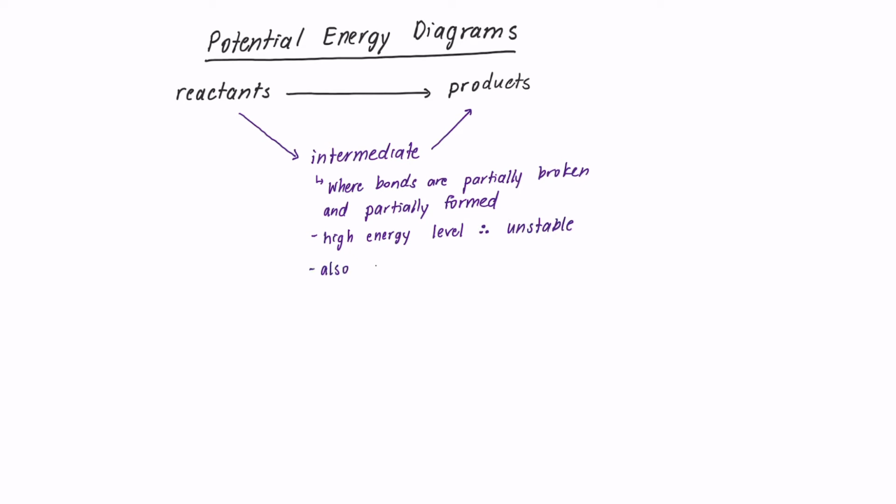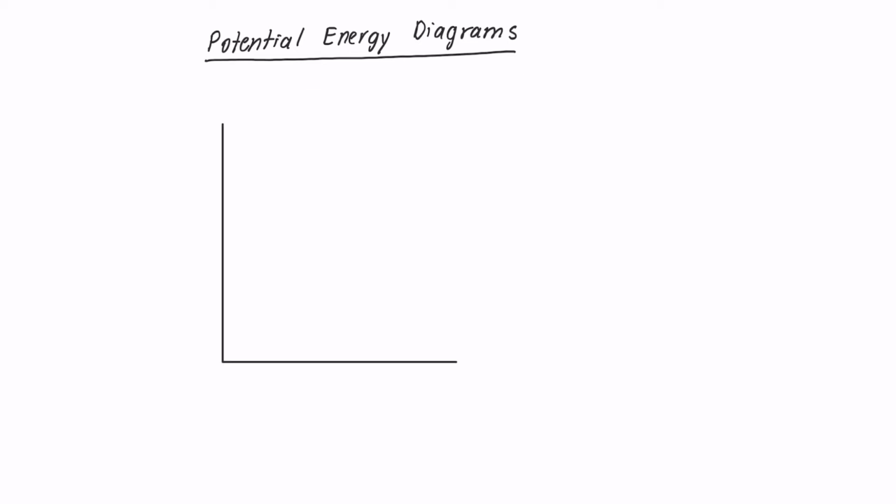The intermediate is also called the transition state or the activated complex. Transition state is the term that we will use in our potential energy diagrams today. Let's take a look at the different components of a potential energy diagram.